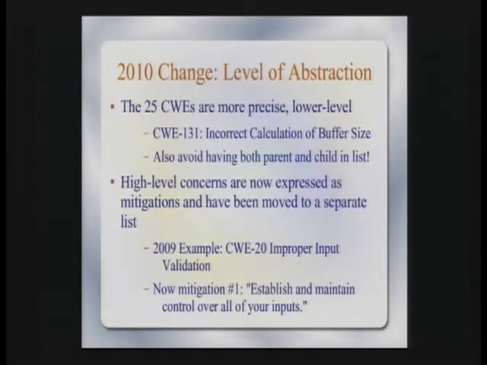Another thing we did, because we're using lower level, we need more space. Okay? So we took some general good practices that were very high level, but instead of removing them from the list, we created a special section called mitigations. For example, last year we had this CWE 20, improper input validation. Right? Everybody knows they should do input validation, or we hope anyway at this point. So that's being moved to the mitigation list. It's a first mitigation established.